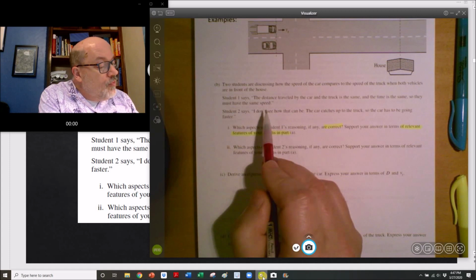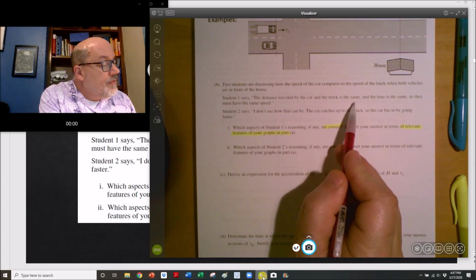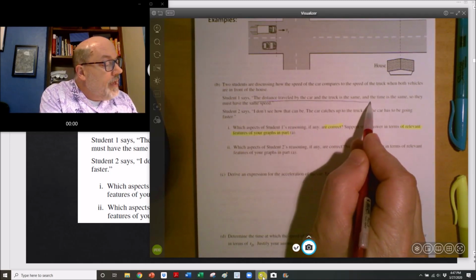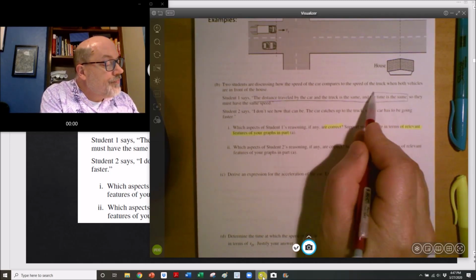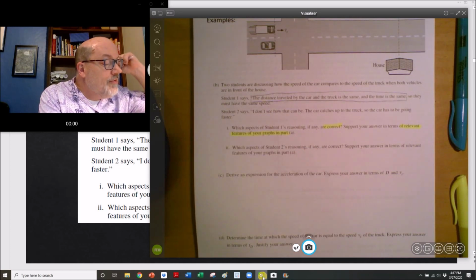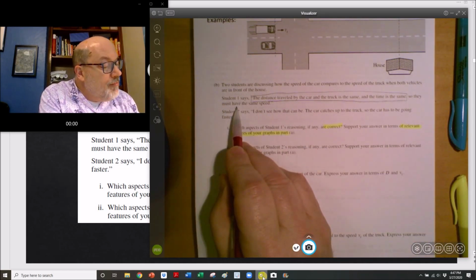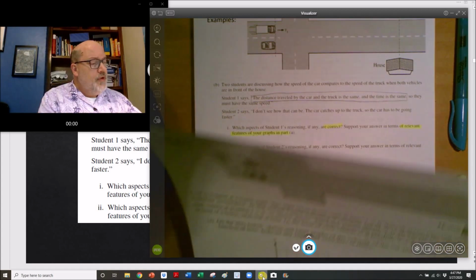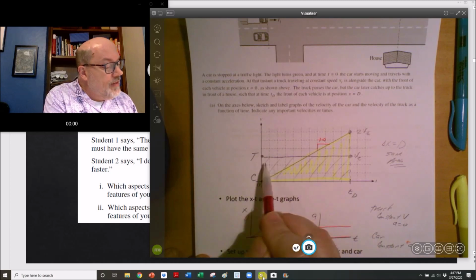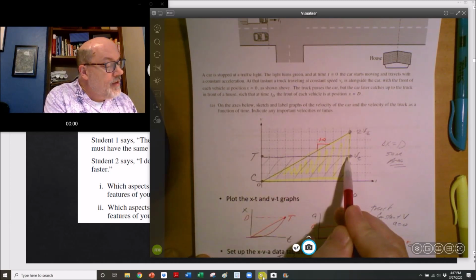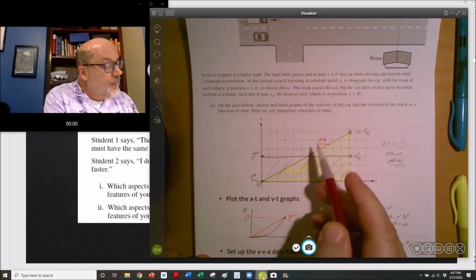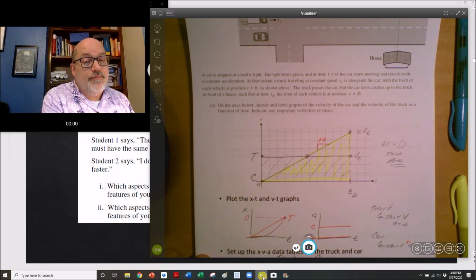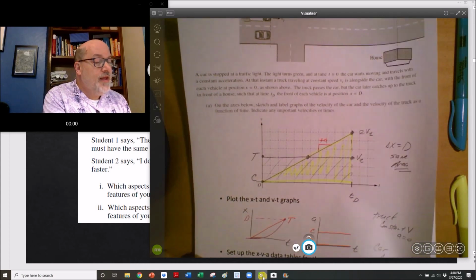So let's take a look at student 1. The distance traveled by the car and the truck is the same. Well, that's true. Okay, so that's good. And the time is the same. All right. They travel the same distance in the same time. They must have the same speed. Wait a minute, we know that can't be true, because when we look back here, we see that the truck has a constant speed and the car has an increasing speed. So there's only one spot right here where they have the exact same speed or velocity. So that second part of the statement cannot be correct.